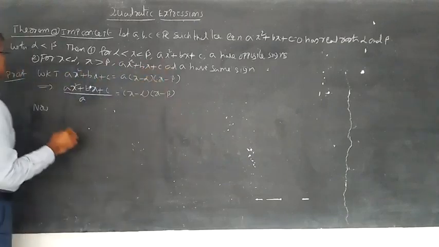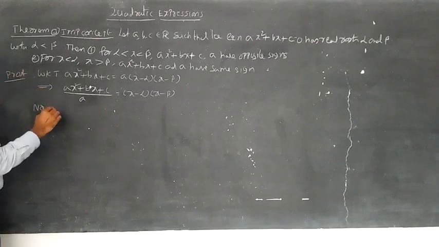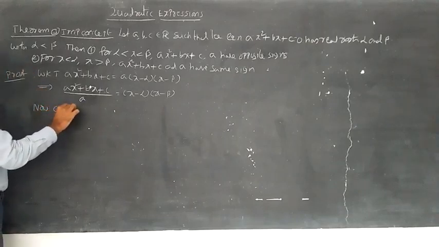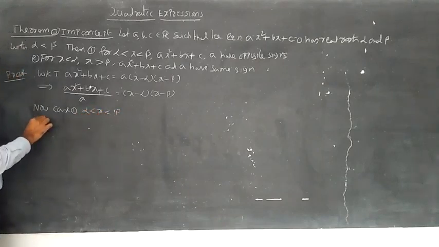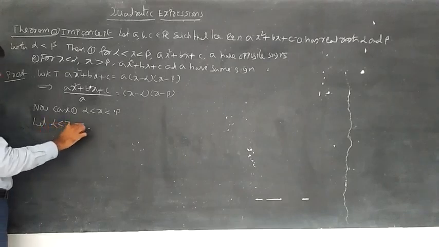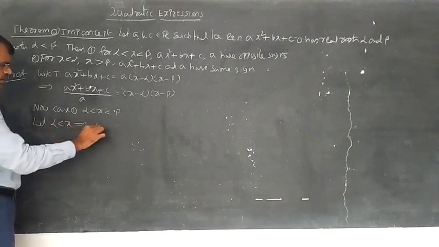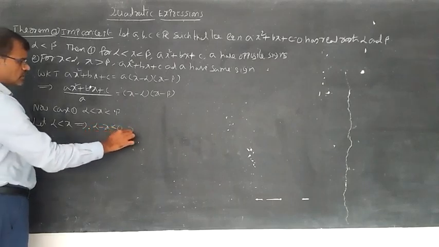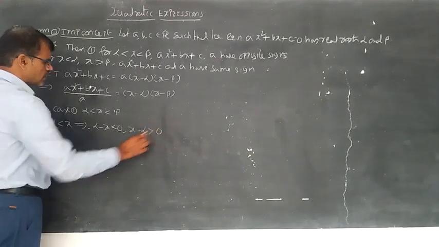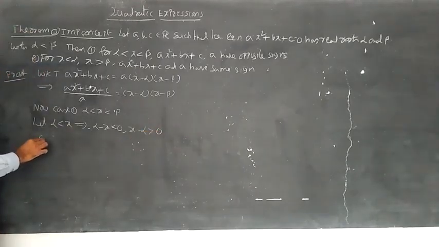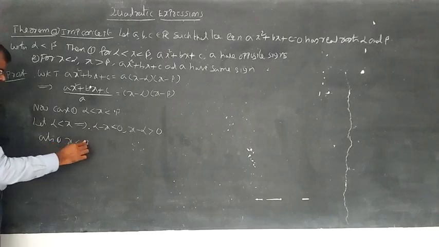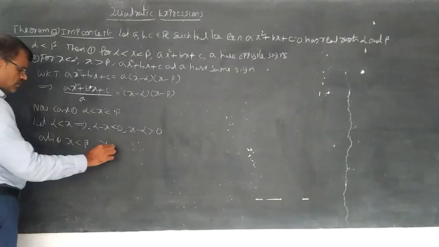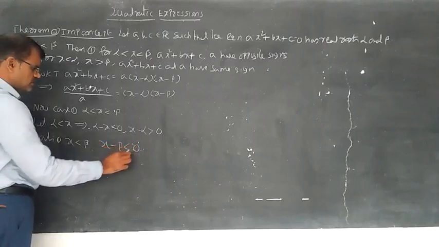Try to understand the case alpha less than beta. I am writing case 1: alpha less than x less than beta. Let alpha be less than x. That implies alpha minus x is less than 0, so x minus alpha is greater than 0. Similarly, whenever alpha less than x less than beta, x is less than beta, so x minus beta is less than 0.